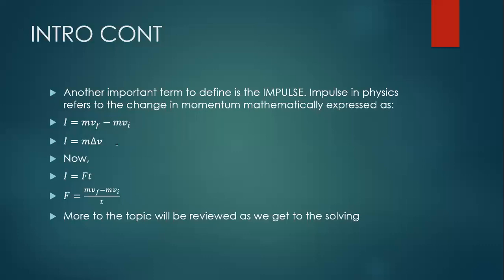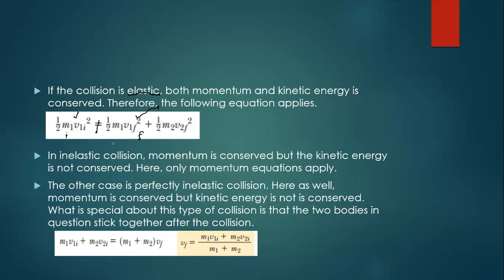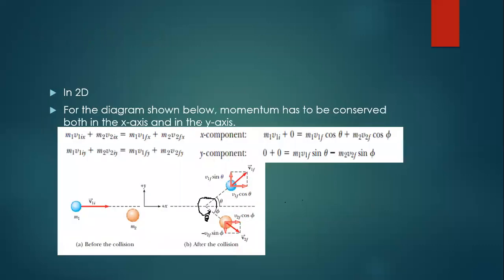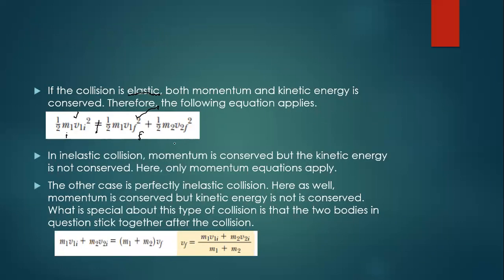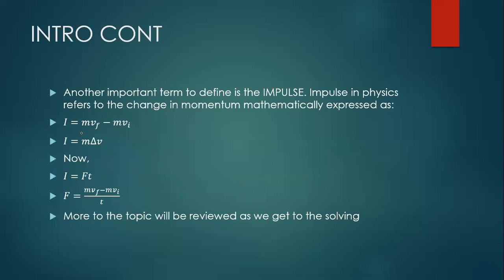Okay. All the way we have been talking about momentum being conserved. What we have in the initial has to be equal to what we have in the final. Momentum is conserved, even kinetic energy for an elastic collision is conserved. But when we talk about impulse, it is the situation where momentum is no longer conserved. Momentum is changed.